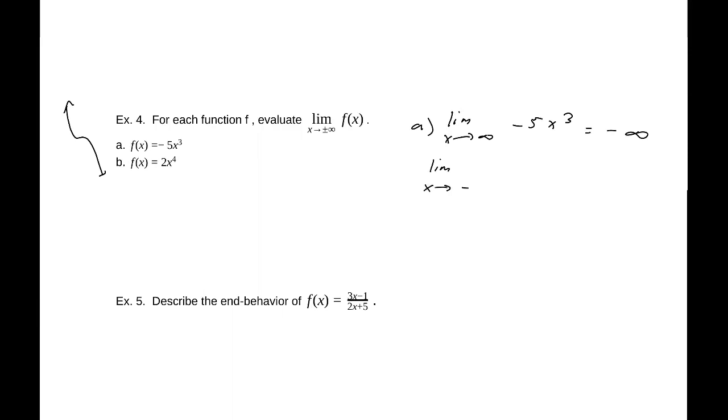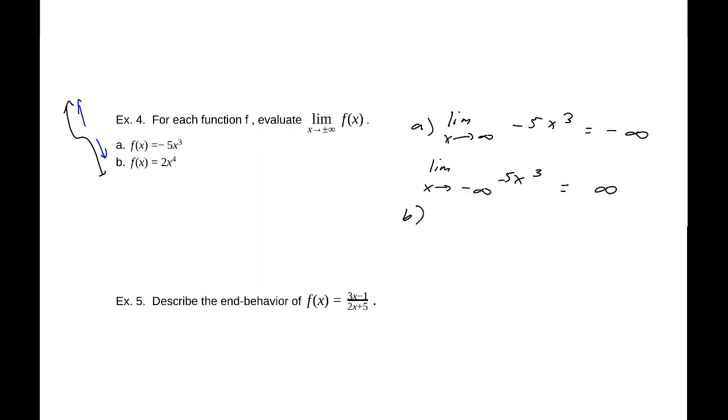All right. Now, as x gets more and more negative, then x cubed is more and more negative. And so these will approach positive values. So this will approach infinity. So the left-end behavior is positive infinity, as evidenced by this. And the right is negative infinity, as evidenced by that graph.